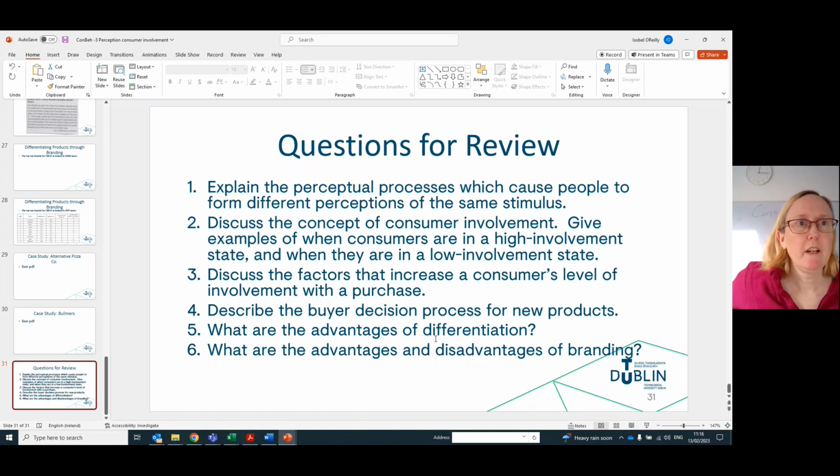So, questions that could come up on the exam and help with your studies for this topic. Explain the perceptual process which causes people to form different perceptions of the same stimulus. Next one, discuss the concept of consumer involvement. Give examples of when consumers are in a high involvement state and when they're in a low involvement state. Discuss the factors that increase a consumer's level of involvement with a purchase.